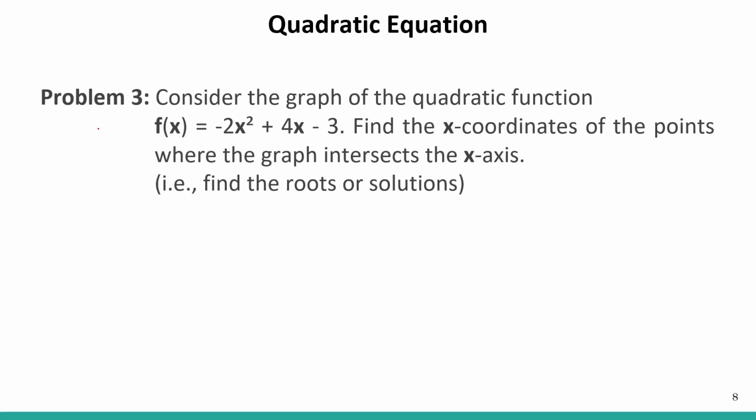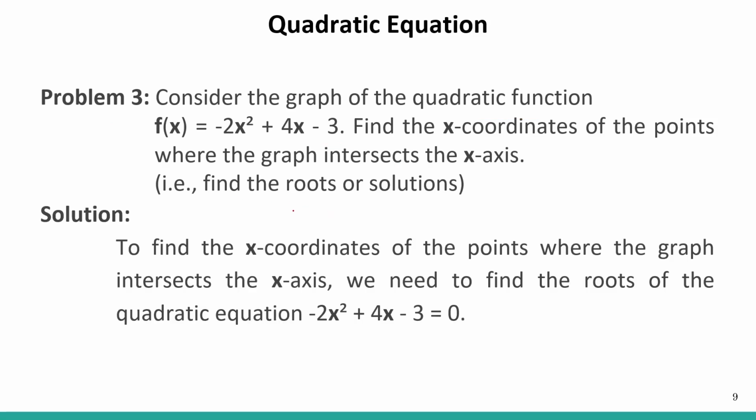Let's see problem number 3. Consider the graph of the quadratic function f of x is equal to minus 2x square plus 4x minus 3. Find the x coordinates of the points where the graph intersects the x-axis. To find the roots, we equate this expression with 0. Here a is equal to minus 2, b is equal to 4, c is equal to minus 3.